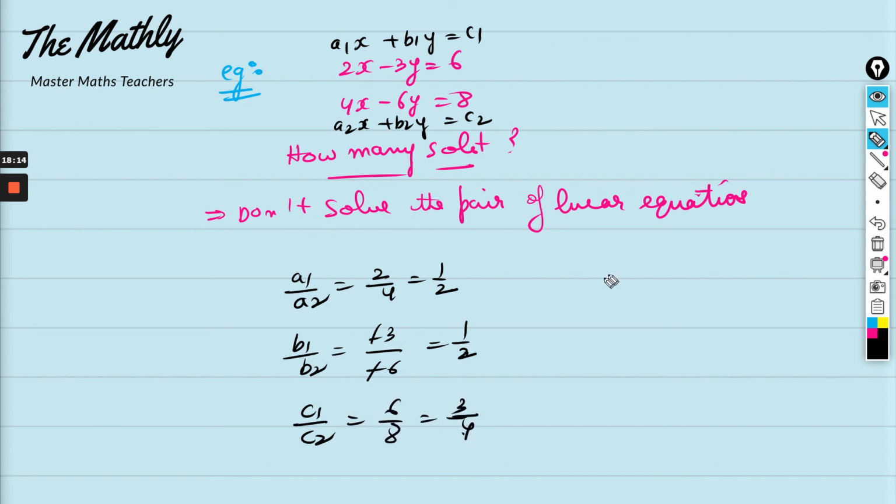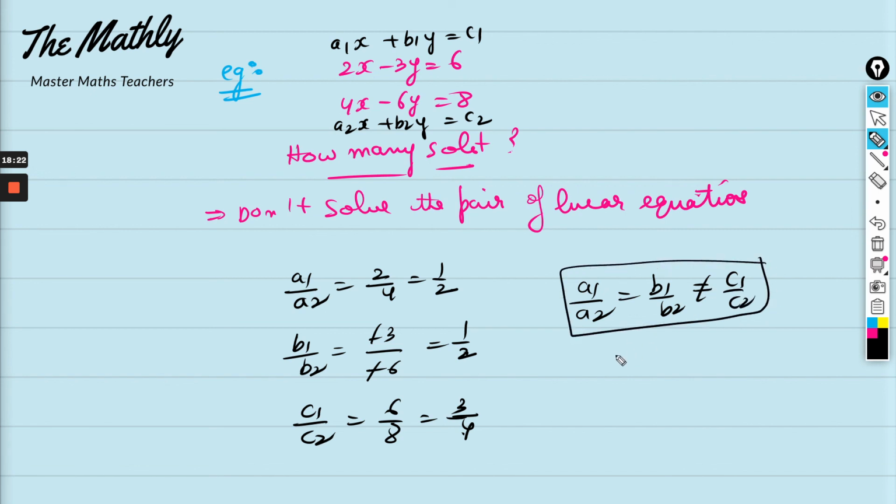Now if you see it very clearly, a1 by a2 is equal to b1 by b2, but it is not equal to c1 by c2. This is a condition for parallel lines, isn't it? So I can again proudly say that no solution is possible. I hope the things are clear now, like what kind of questions can be asked, right?